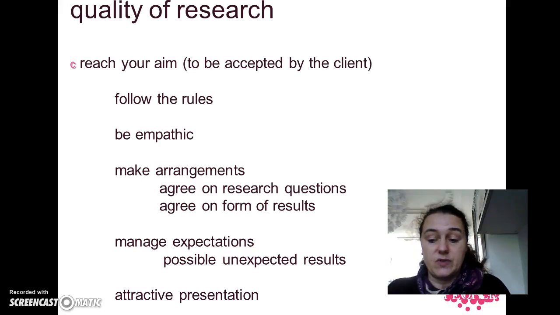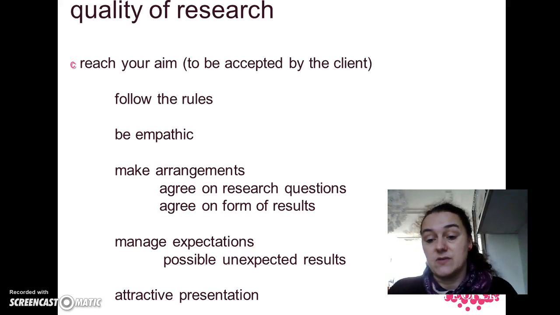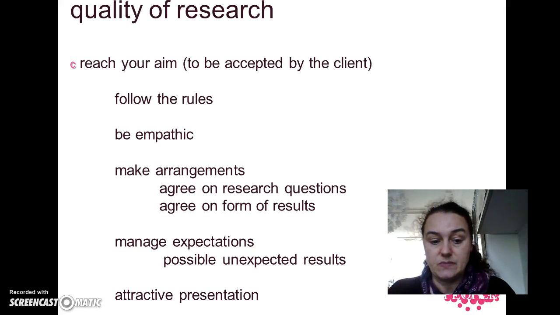If in the end you come up with your results and the client says, yes, but I need more hard statistical information, for example, to convince our management, then you have a problem. So beforehand agree on the form of the results you will take. Manage expectations. If you are doing exploratory research, then there also can be unexpected results. Things can point in a completely different direction than the client is expecting, and they should accept that, or they should at least know that that is a possibility.